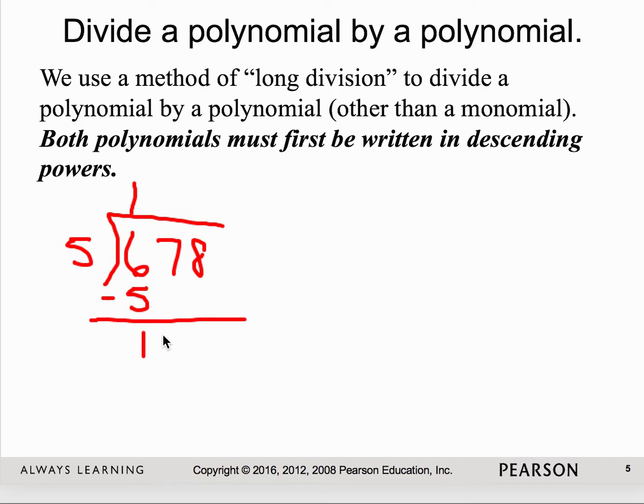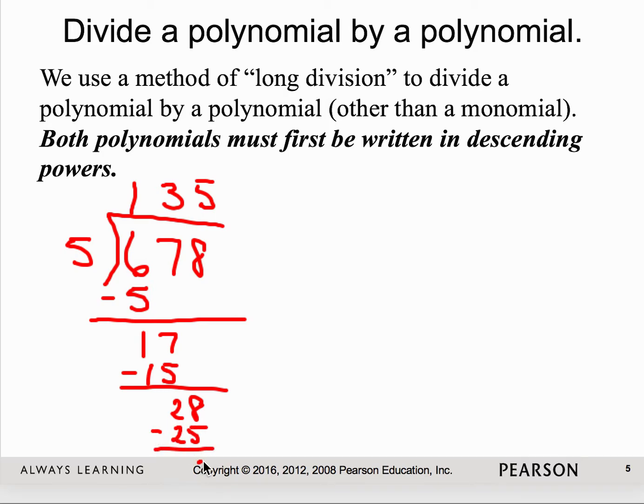And then you bring down. Then you divide again. 5 goes into 17 3 times. I'm going to write it above this term. You multiply. 3 times 5 is 15. Then you subtract and bring the next one down. 5 goes into 28 5 times. You multiply.